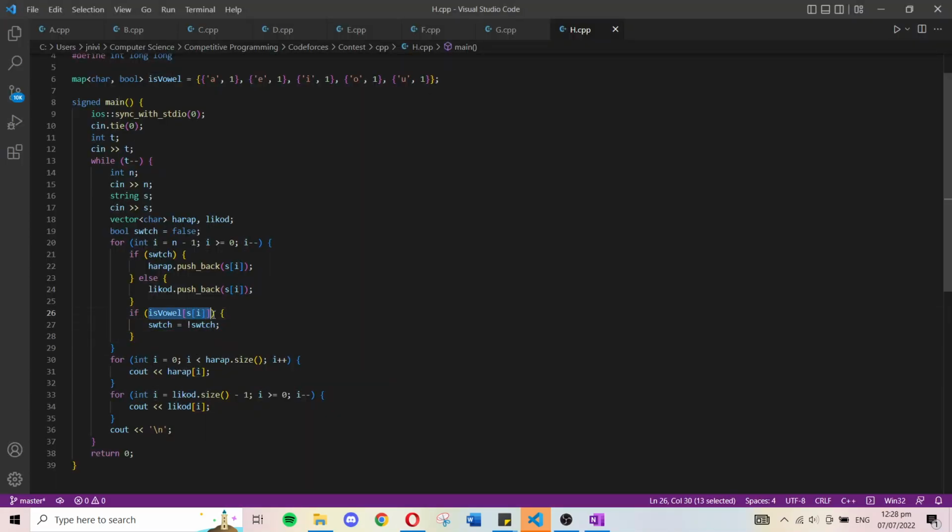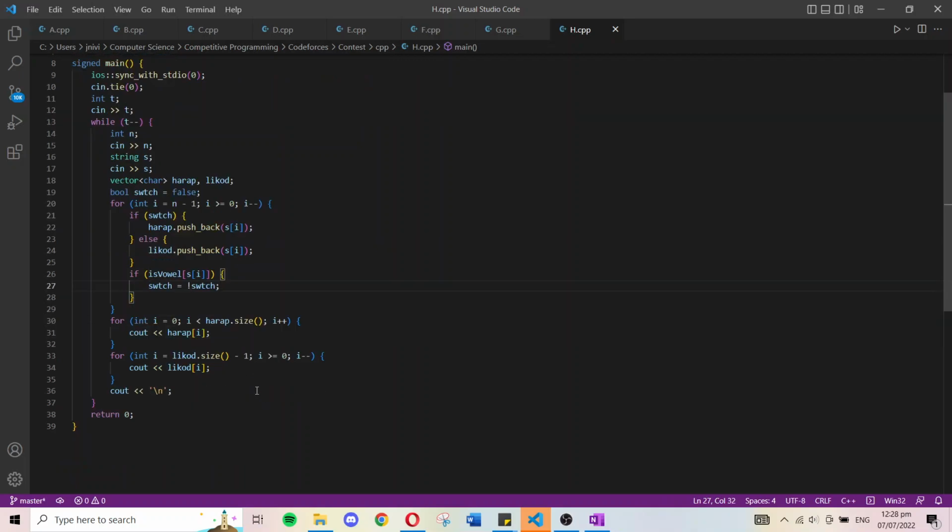Now we check if the character is a vowel. If it is a vowel, then we switch the switch. Basically, we can just negate the switch. This becomes true, and if it's true, this becomes false. If it's false, it becomes true. Okay, so that's the main loop. Now we placed it in the front and the back.